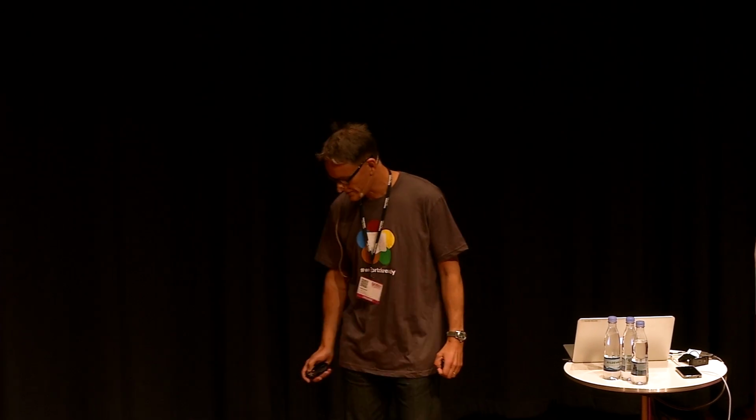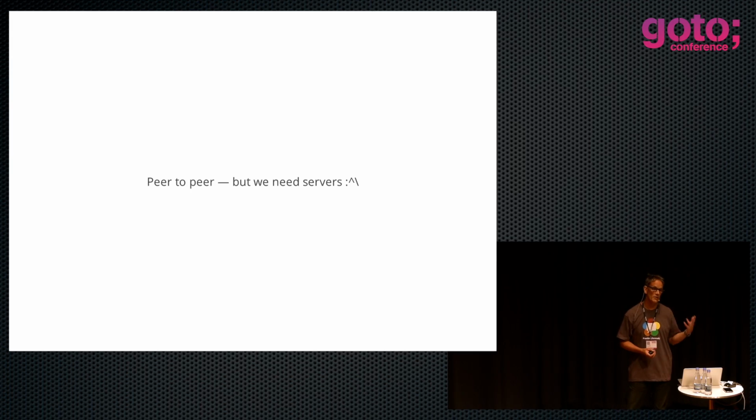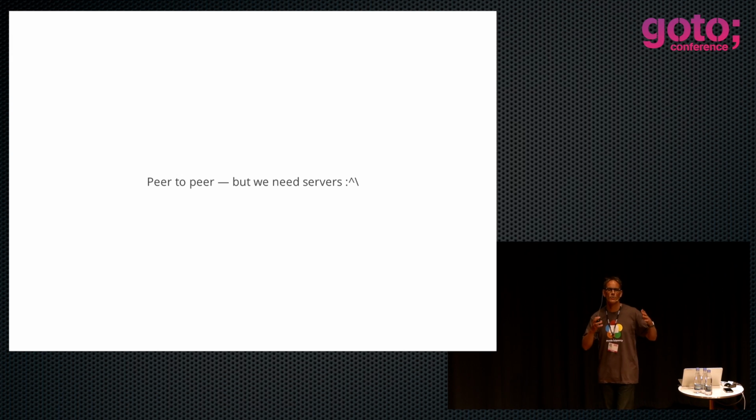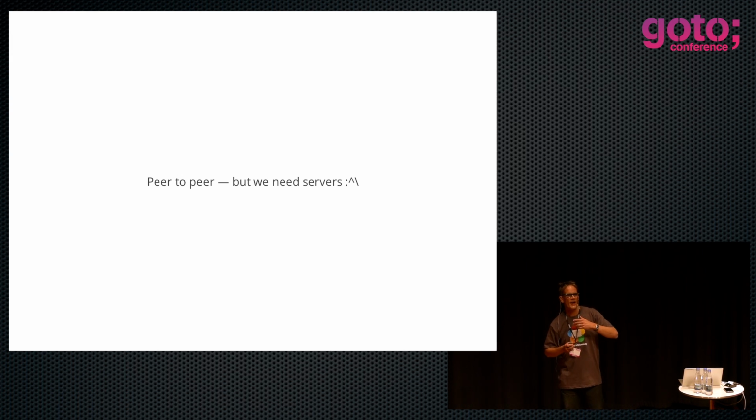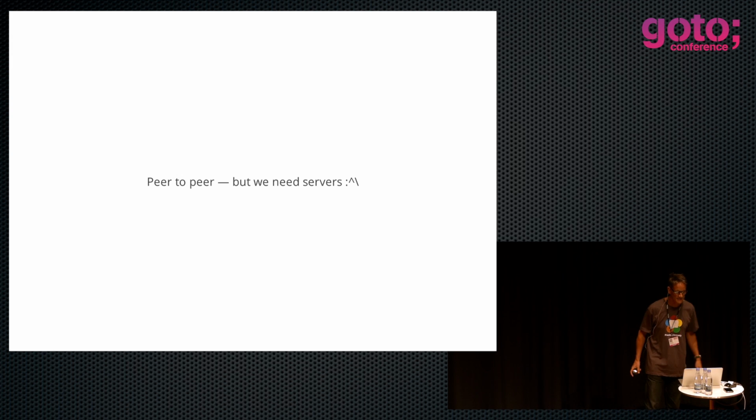Now, a guilty secret about WebRTC is that despite being peer-to-peer, we still need servers to build WebRTC apps. It's not possible at this point in time for an app to shout out into the internet, connect me to my friend, stream data with my friend. Yeah, that would be great. It just doesn't work like that.